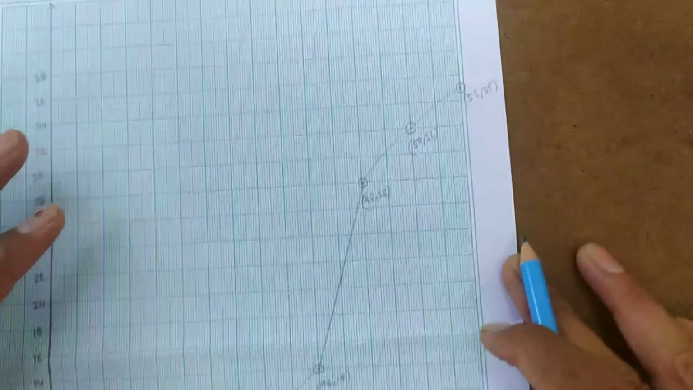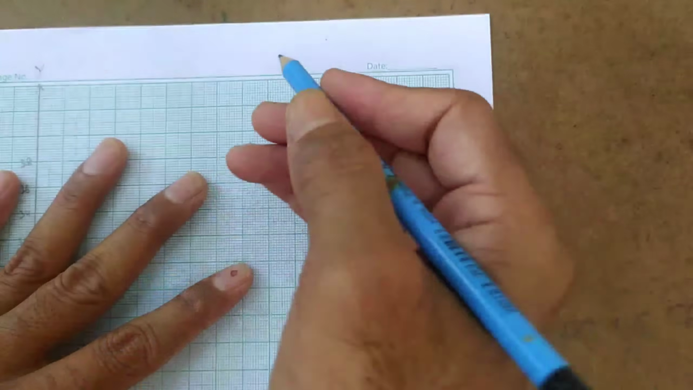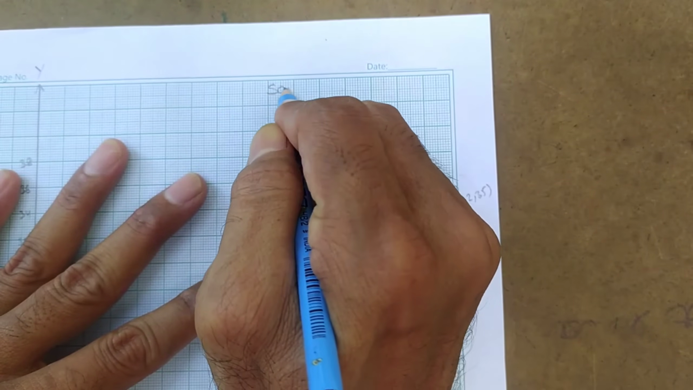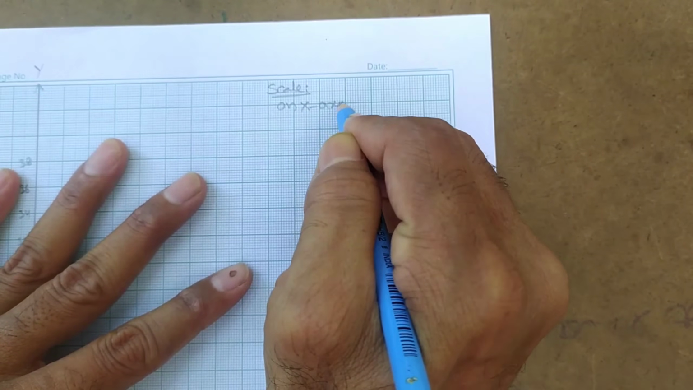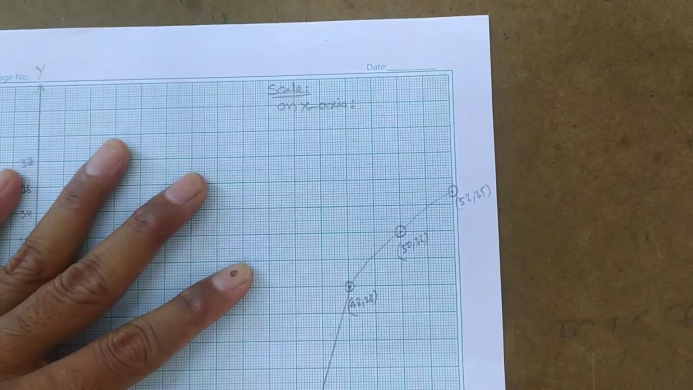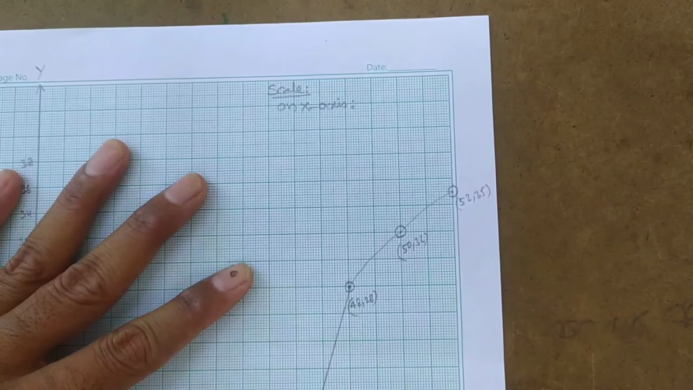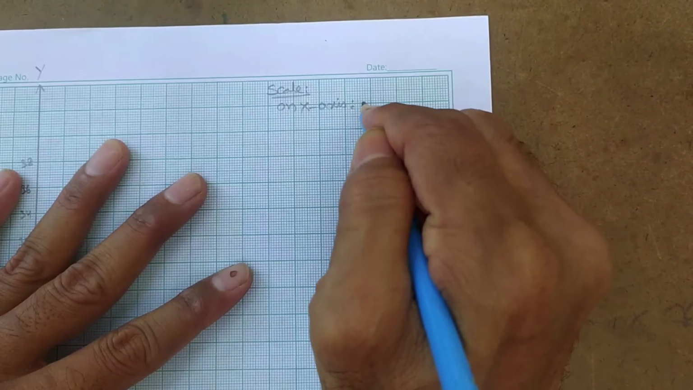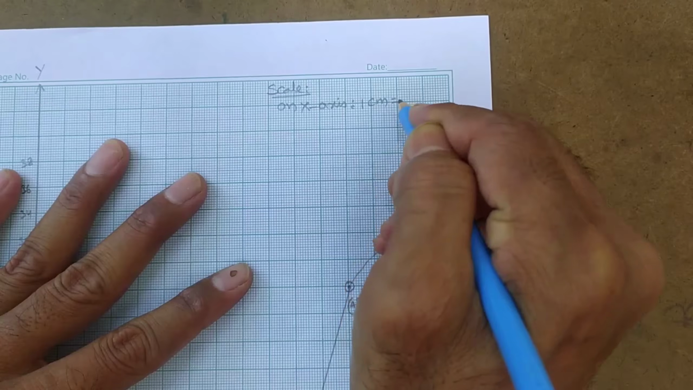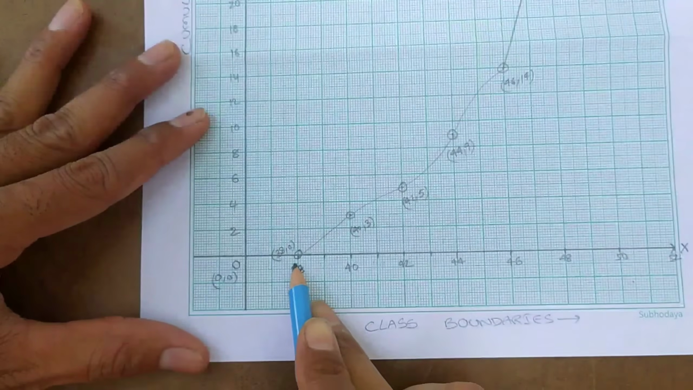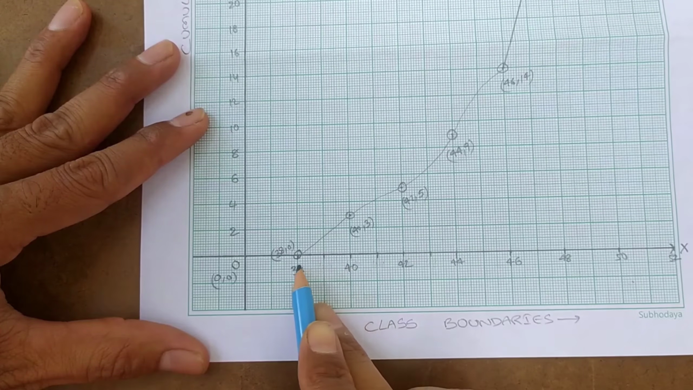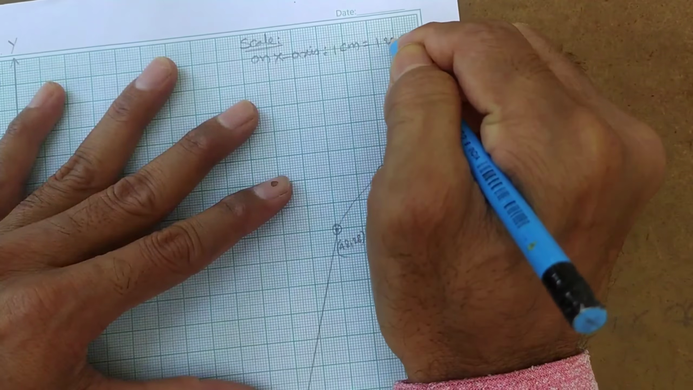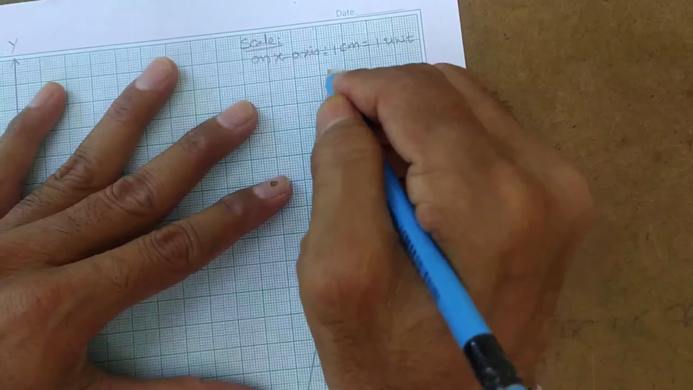Clear? Now here let us write the scale. Scale on x axis, 1 centimeter. Here I am taking 1 centimeter as, see here 1 unit, 38 here, 40 here, means 39 here. So 1 centimeter is equal to 1 unit.